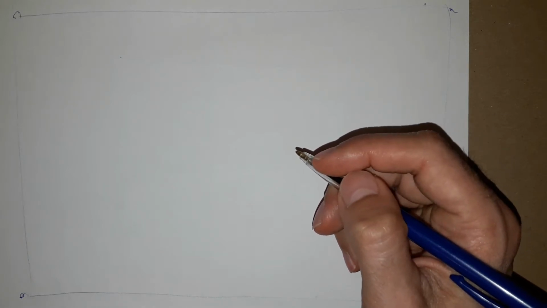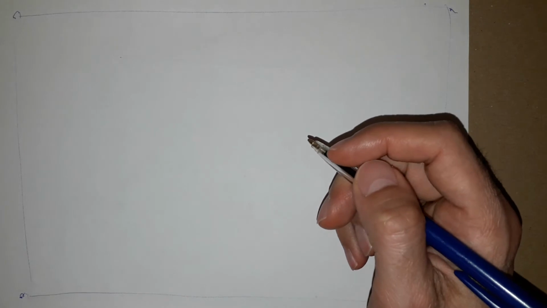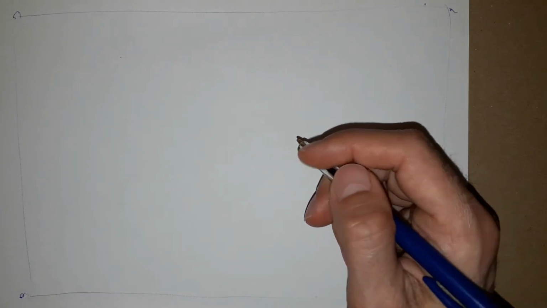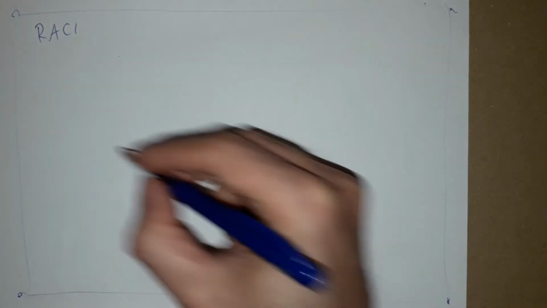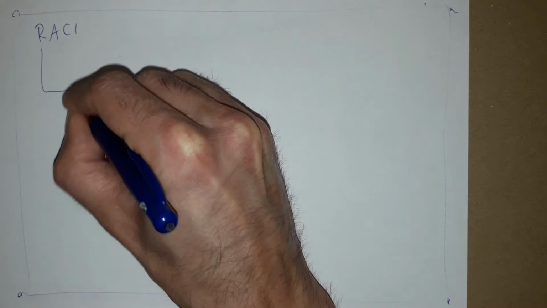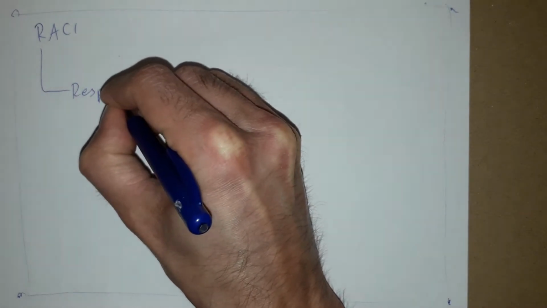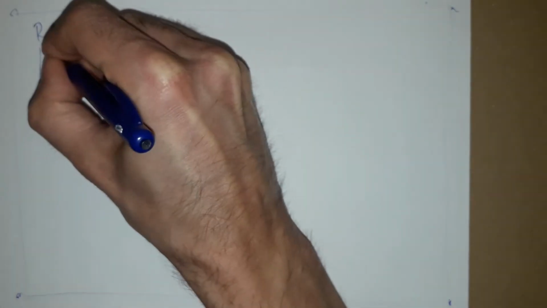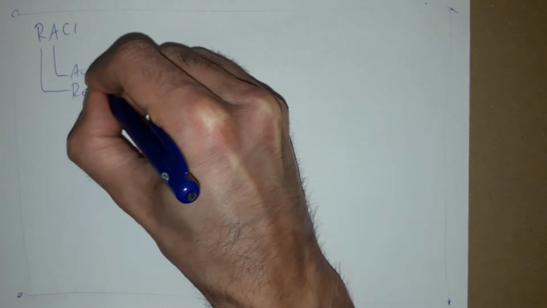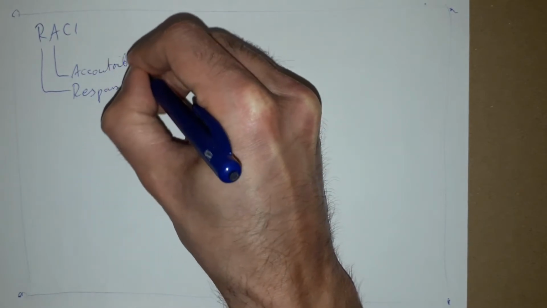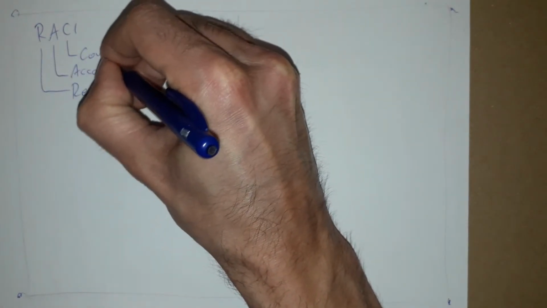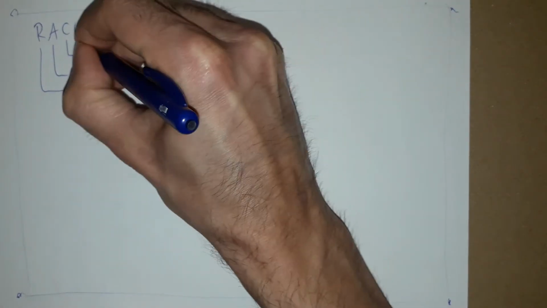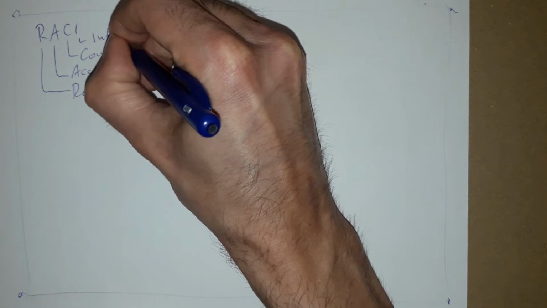Today we have the 13th of June 2020 and we have a simple topic, RACI Chart. RACI, which means responsible, accountable, consulted, and informed.